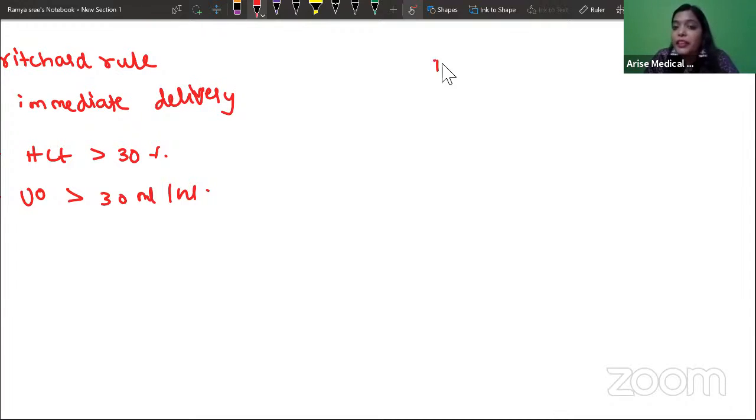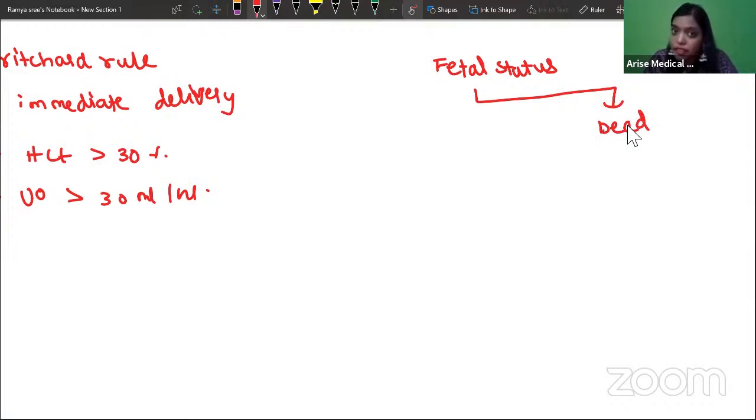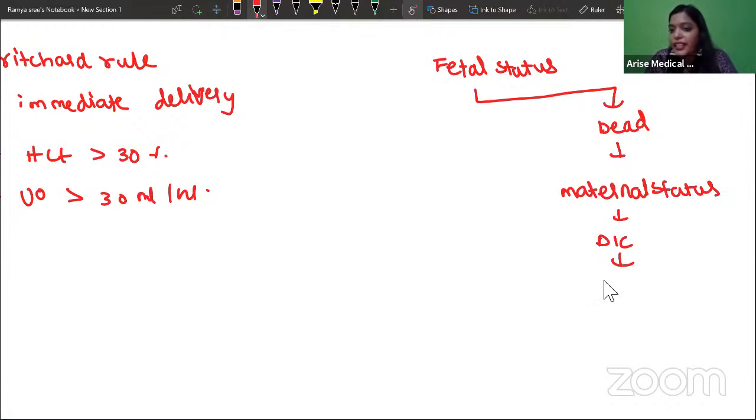So your mode of delivery depends on fetal status. If fetus is dead, yes, if you diagnose it late, baby can be dead. If fetus is dead, check the maternal status. If mother is having DIC, correct the DIC. Anyway, baby is dead. First, correct the DIC. Correct DIC and then go for induction of labor or augmentation for vaginal delivery.